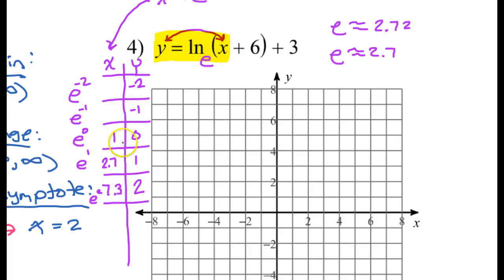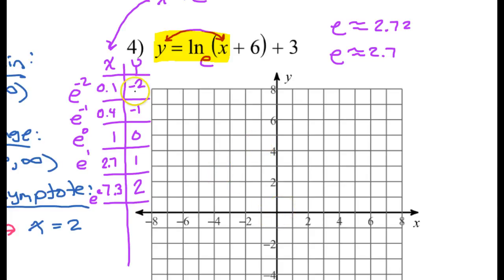Okay, 7.3. All right, now the top two will be the reciprocals of the bottom two. So that means 1 over 2.7. So 1 divided by 2.7, that's 0.4. And 1 divided by 7.3, that's 0.1. Okay, so this is an approximation of the parent function, y equals natural log of x. So let's plot these points and see what we have so far.